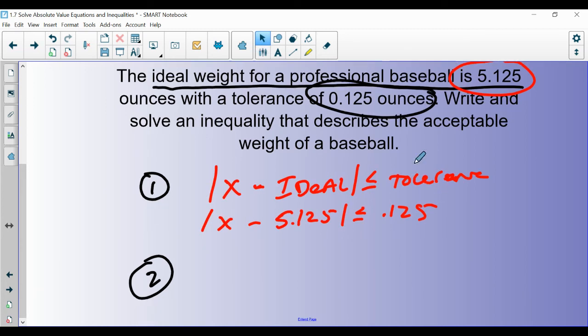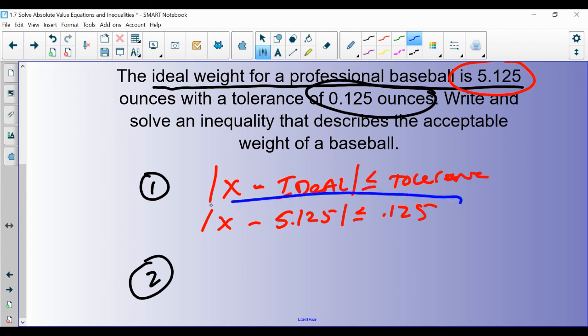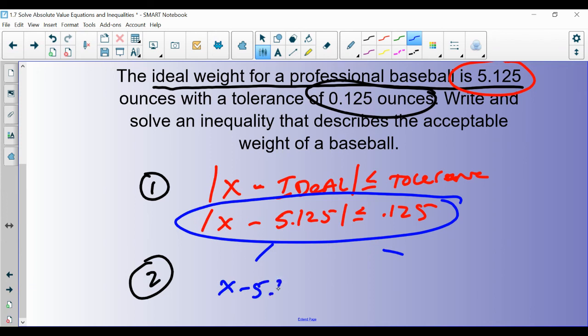So that would be you writing an absolute value inequality that describes the situation. You just need to fill in this information. The absolute value of x minus the ideal, which was 5.125, has got to be less than or equal to whatever that allowable tolerance is. We should be able to simplify this statement using what we've been doing in this video, where we break this up into two different problems. X minus 5.125 has got to be less than or equal to 0.125. That's one of them. And the other one is x minus 5.125 has got to be greater than or equal to negative 0.125.